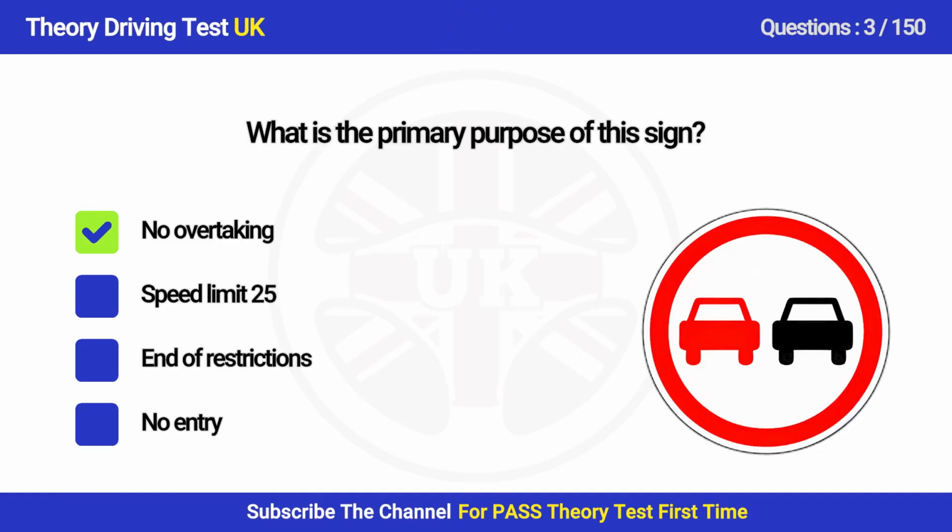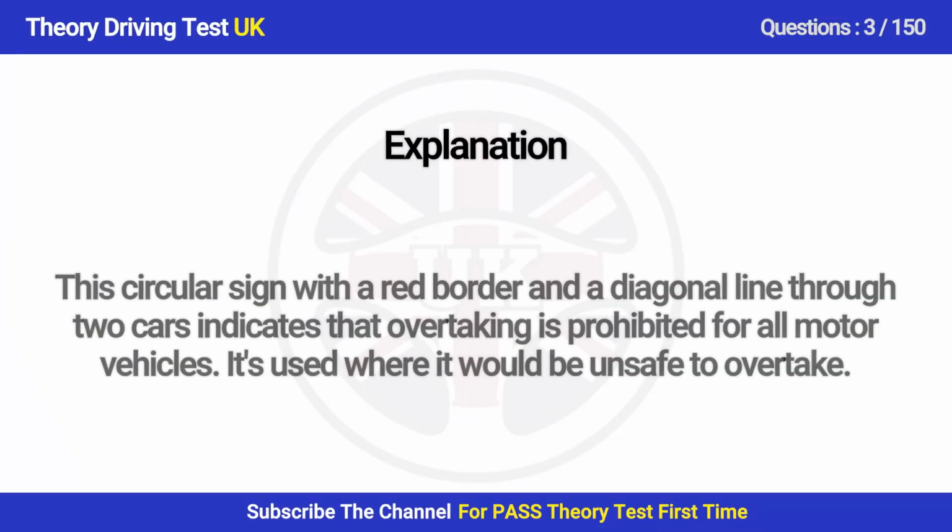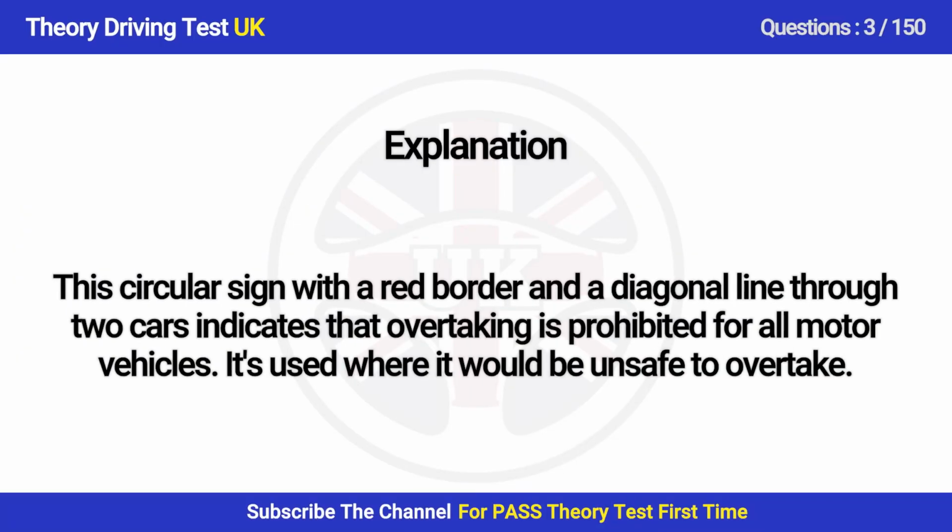Answer is A. No overtaking. This circular sign with a red border and a diagonal line through two cars indicates that overtaking is prohibited for all motor vehicles. It's used where it would be unsafe to overtake.